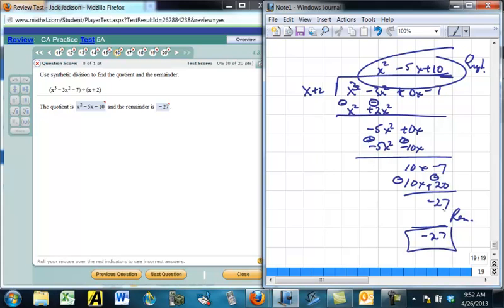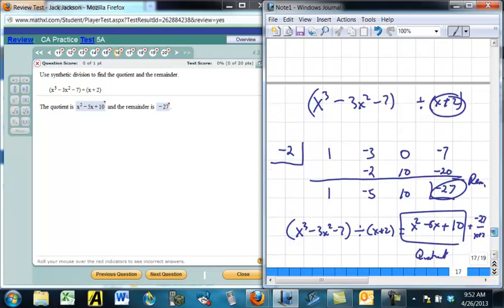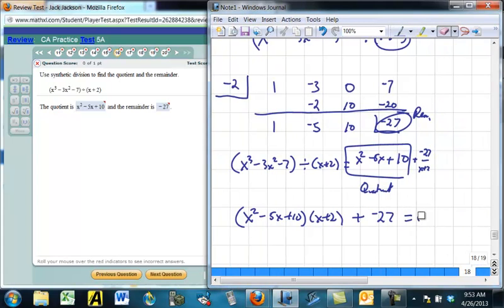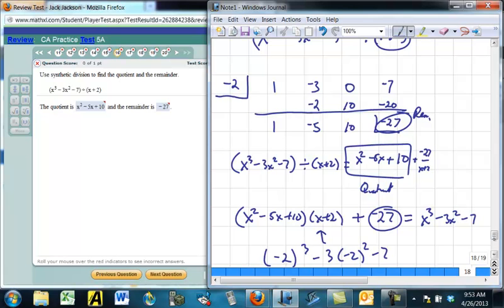One thing that's also really interesting about this is this -27. Look back at this version of the formula here. How would you check this? You could check this by saying x squared minus 5x plus 10 times the x plus 2, and then add the negative 27 should be, not 0, it should be what we started with, the x cubed minus 3x squared minus 7. So notice if I were to plug negative 2 into this formula here, that part becomes 0, and so you get negative 27. So that means if I plug negative 2 into the left side, I'm also going to get negative 27.